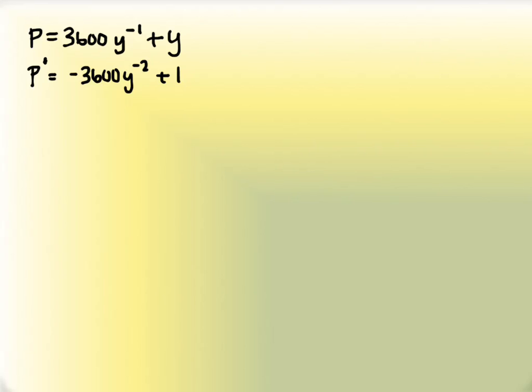Can't solve for y yet. Got to do something else first. Set it equal to 0. Yeah, and then I can solve for y, right? All right, so set equal to 0. I've actually got an equation now that can be solved for y.